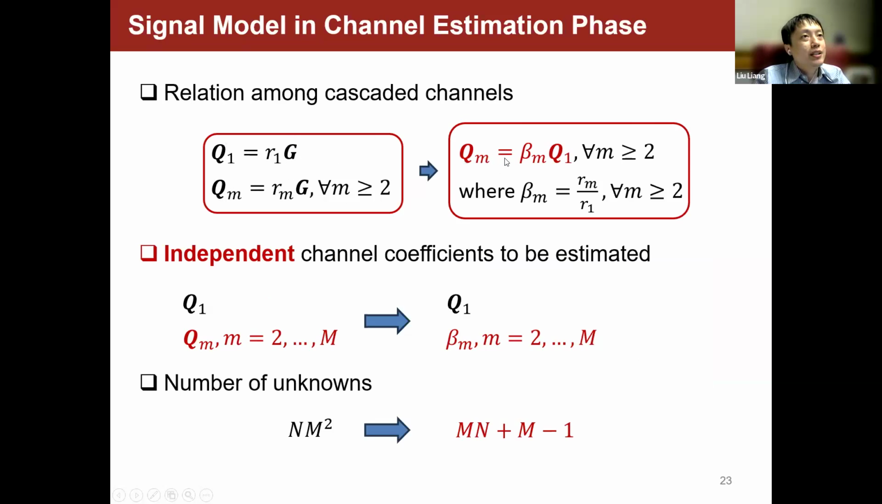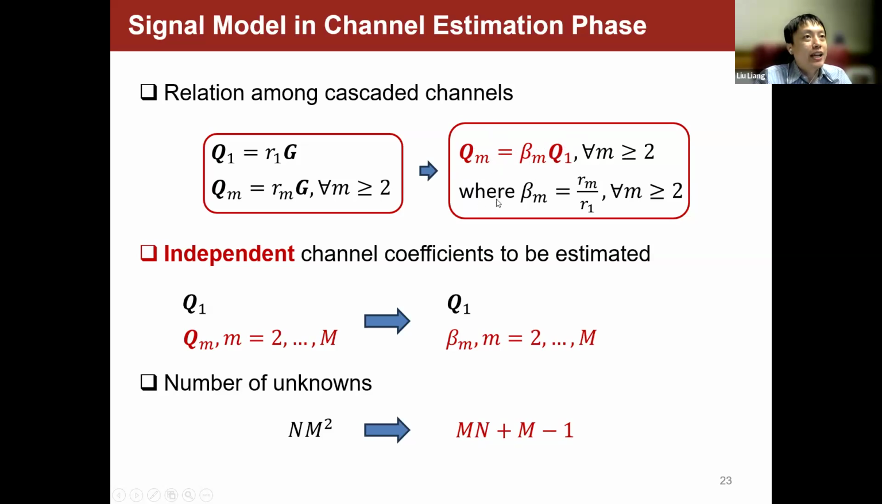And we can also play the trick. For any M no smaller than 2, we can express QM as the product of beta M and Q1. This is the relation between QM and Q1. Here, beta M is the ratio between Rm and R1. So again, this means that after we know Q1, we don't need to estimate all the elements in Q2, Q3, until Q capital M. We just need to know beta 2. After I know this scalar beta 2, I multiply it by Q1, then I know everything about Q2. And after I know beta 3, I can know everything about Q3.